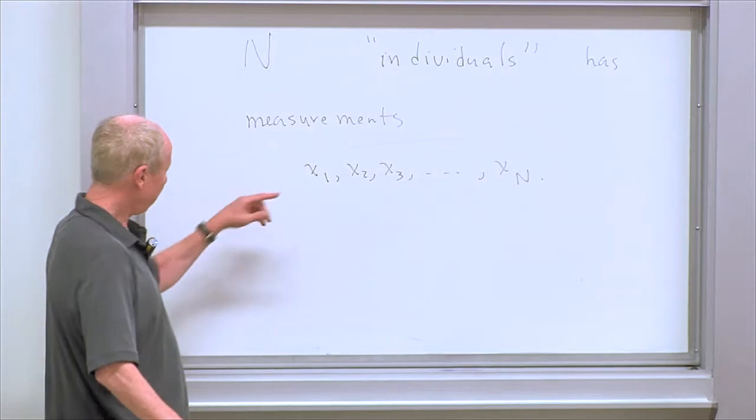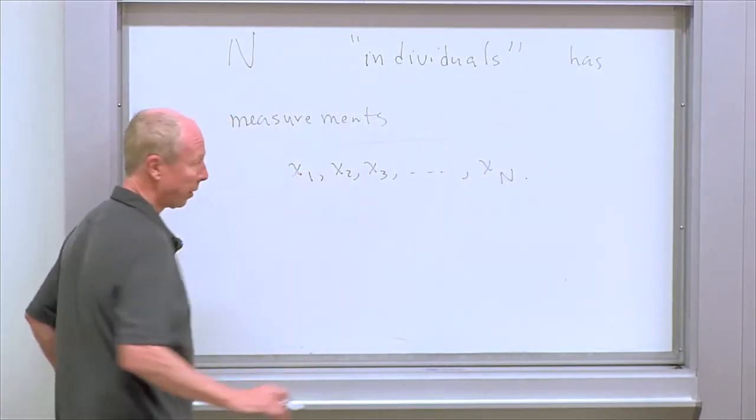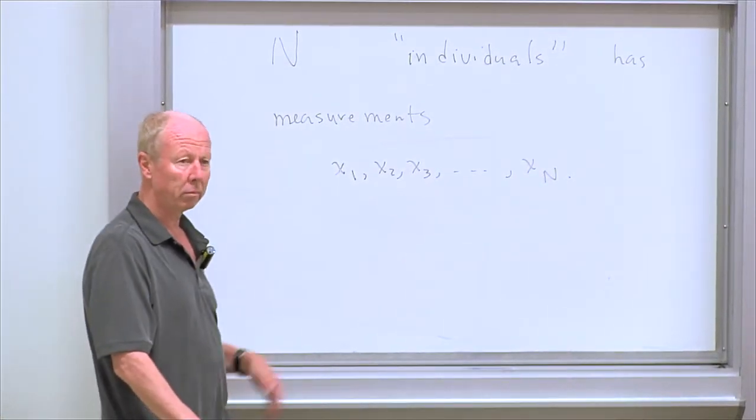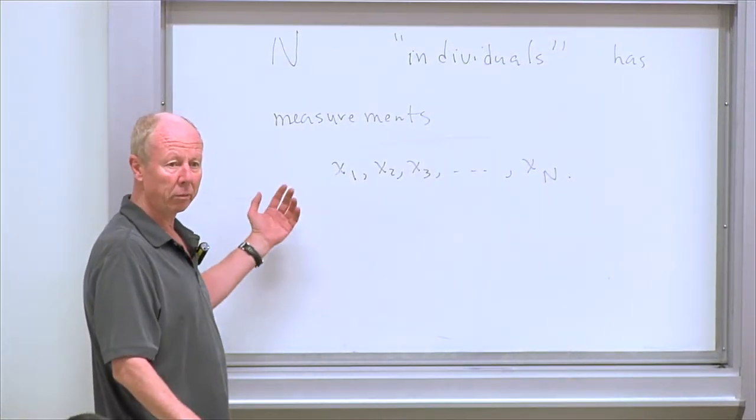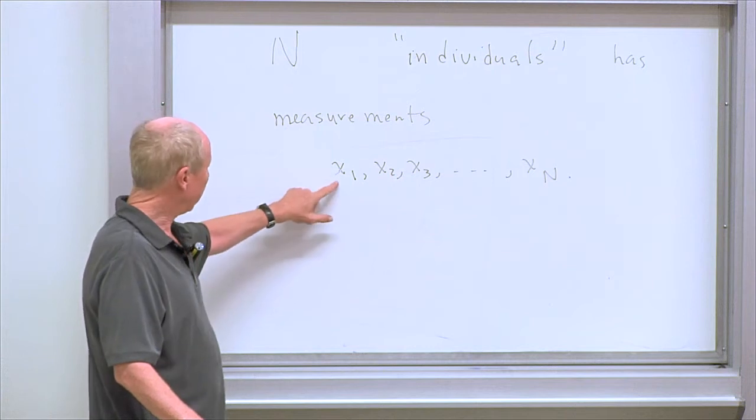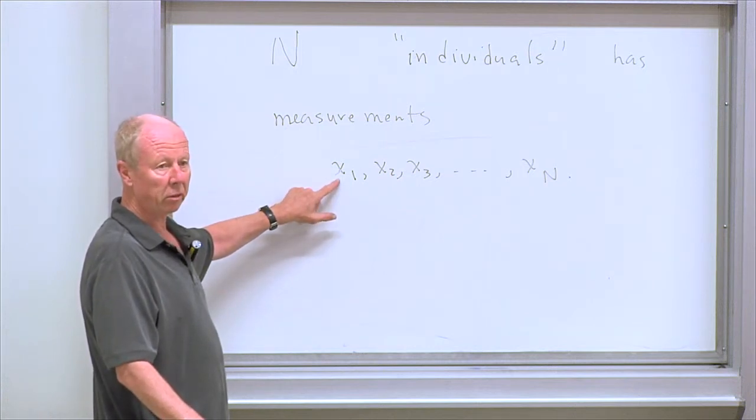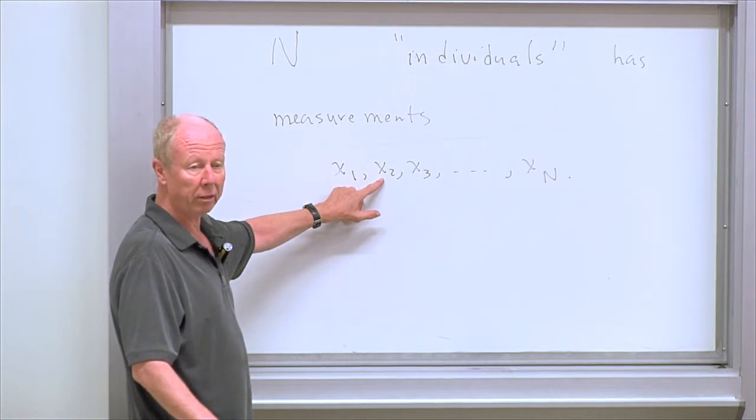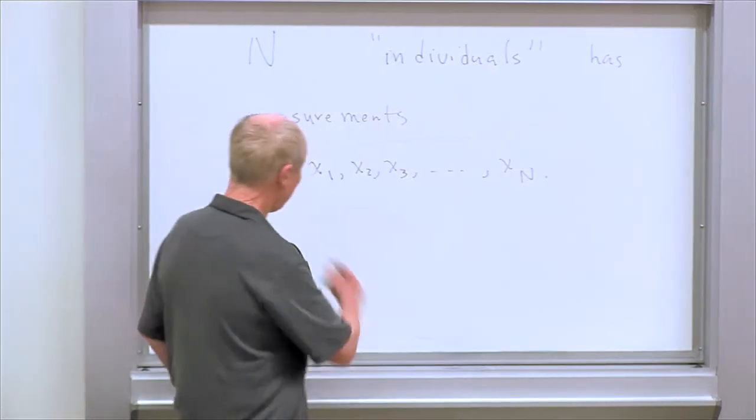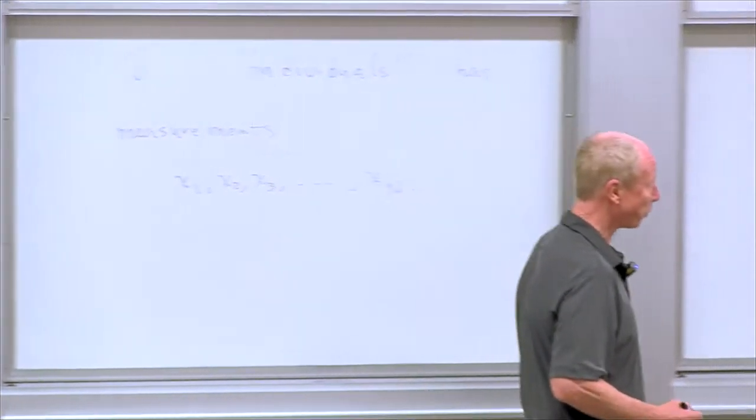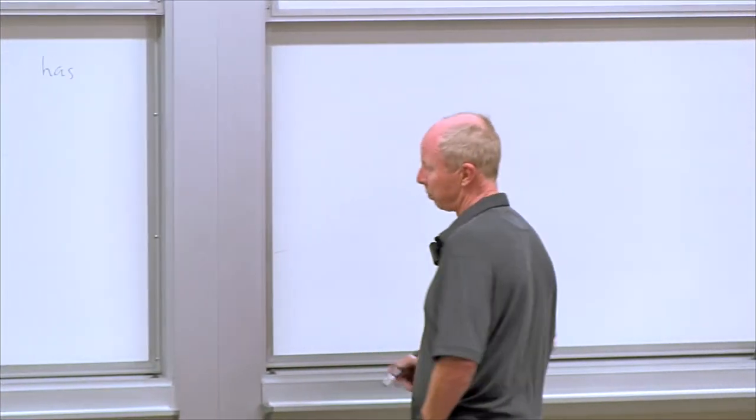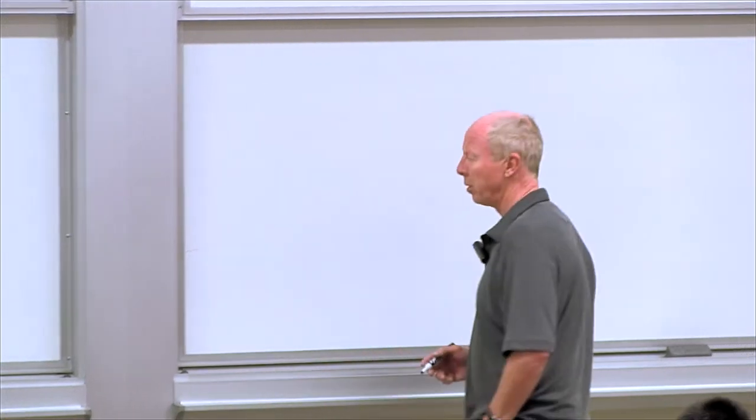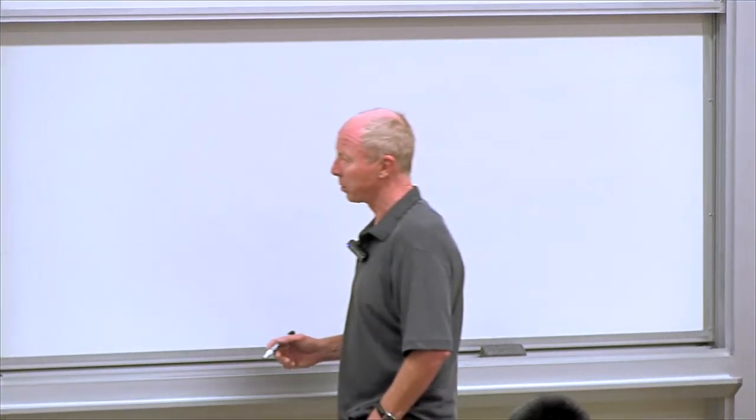Or you could have zeros and ones by splitting people into two groups, maybe diabetic or non-diabetic. So this would be one if individual one is diabetic, zero not. This would be one if individual two is diabetic, zero if not. And so we're interested in assessing some information or making some inferences about these numbers.